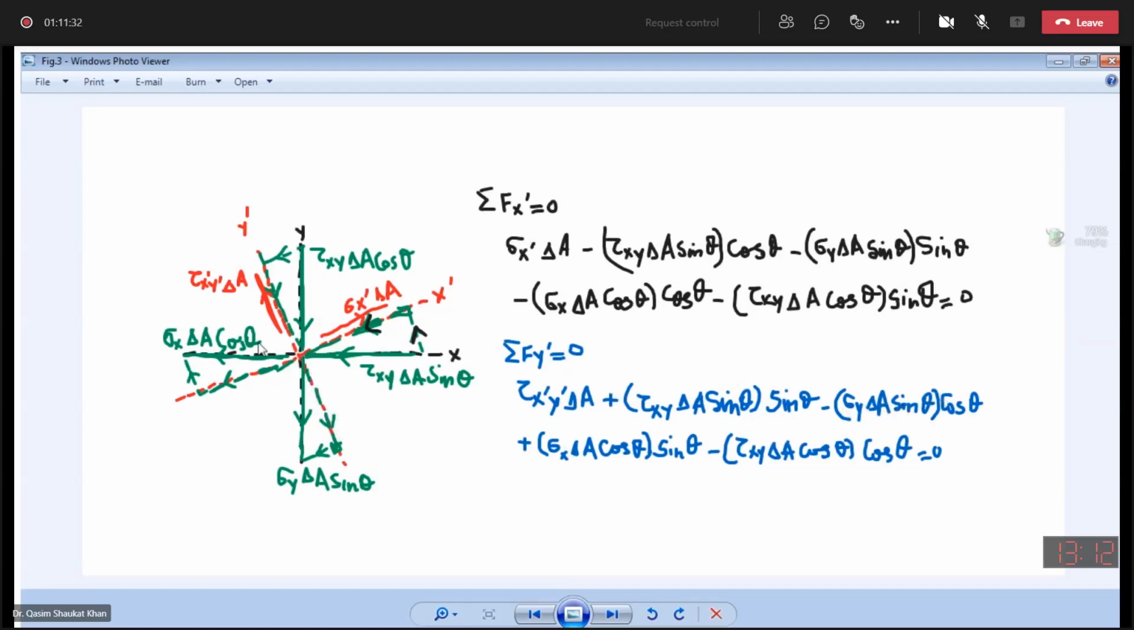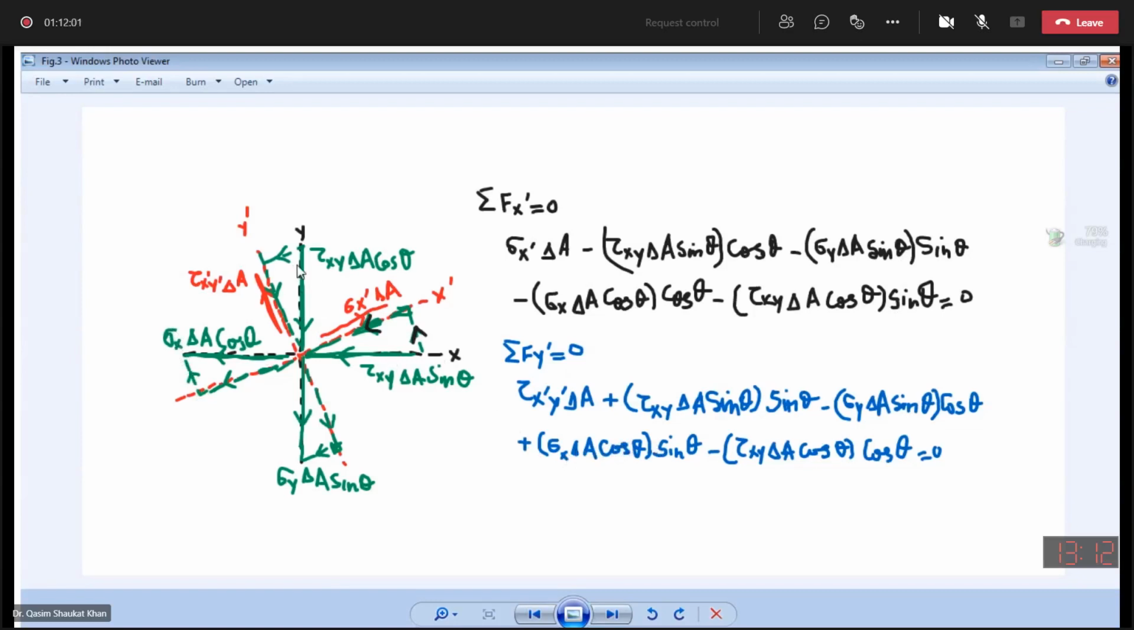Then we have sigma x delta a cos theta. Its component about the y dash axis will be this one. This is perpendicular, so this will be sigma x delta a cos theta into sin theta, and this is pointing towards the positive y dash direction. So this is sigma x delta a cos theta sin theta.